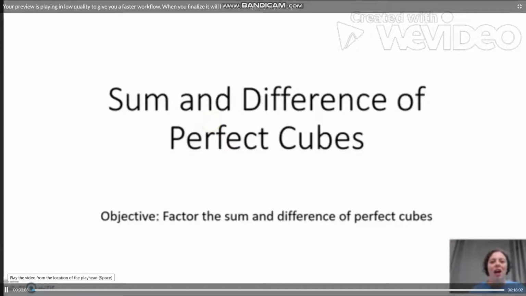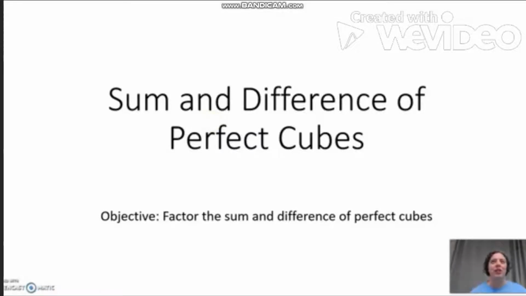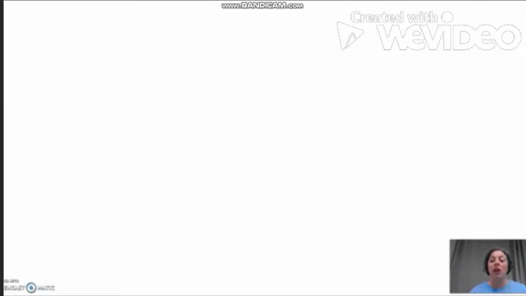Hi guys, so you're already rock stars at a lot of factoring. You've done greatest common factor, factor by grouping, and factoring trinomials. We just covered the difference of two squares, and now we are going to do the sum and difference of perfect cubes.